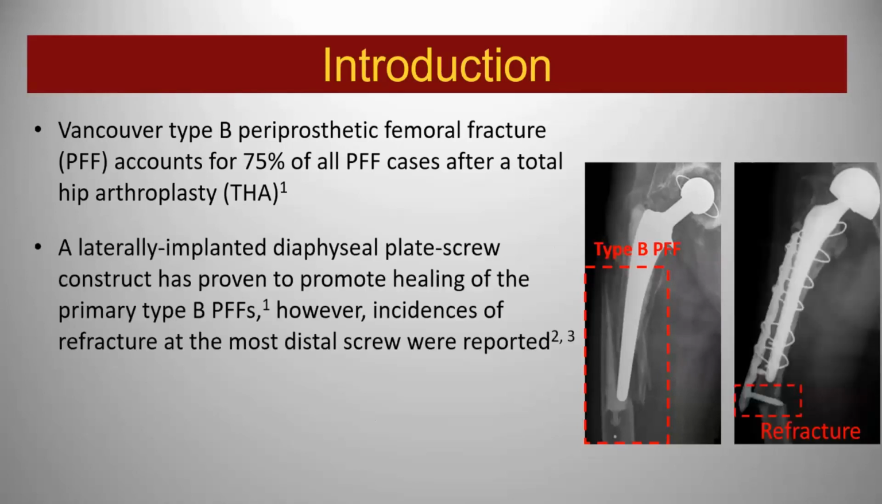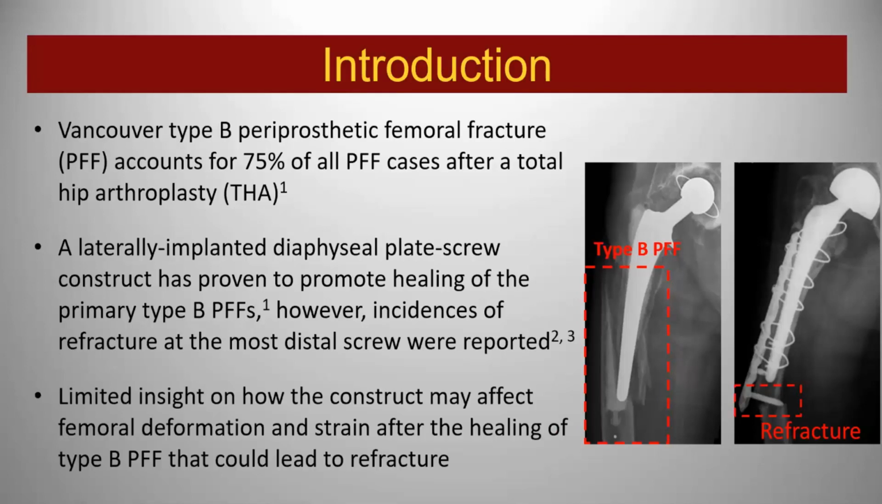A laterally implanted plate-screw construct has proven to promote healing of the primary type B PFFs. However, incidences of refracture at the distal screw were reported clinically, as shown in the picture on the right. There are limited insights on how the construct may affect femoral deformation and strain after the healing of the type B periprosthetic fracture that could lead to the refracture.